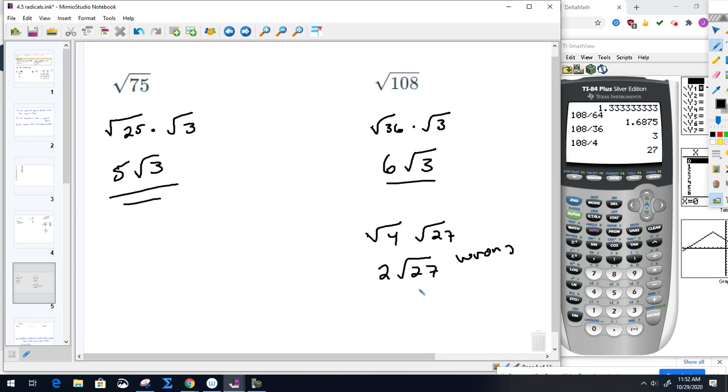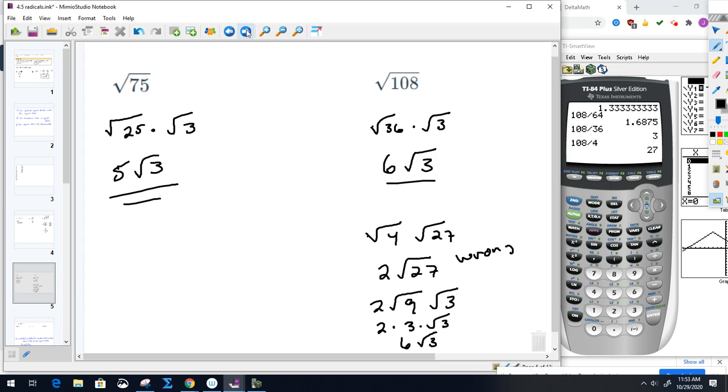Because 27 can be written as the square root of 9 times the square root of 3, and 9 is a perfect square. So we'd have to do 2 times 3 times square root of 3, which would give you 6 square root of 3. That's why I highly suggest that you find the largest number first before trying those smaller perfect square numbers.